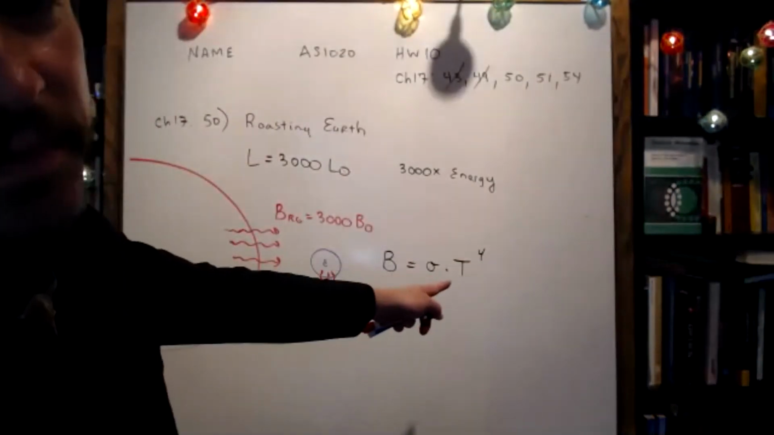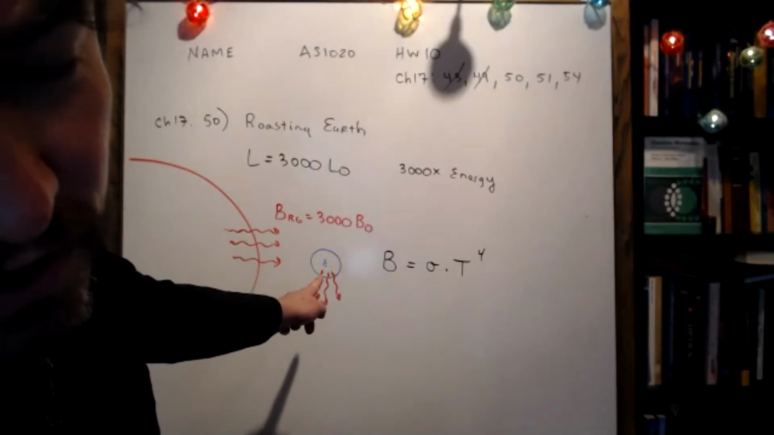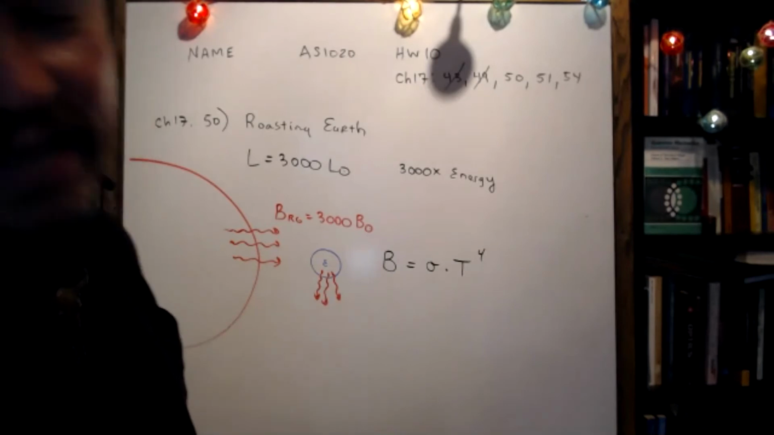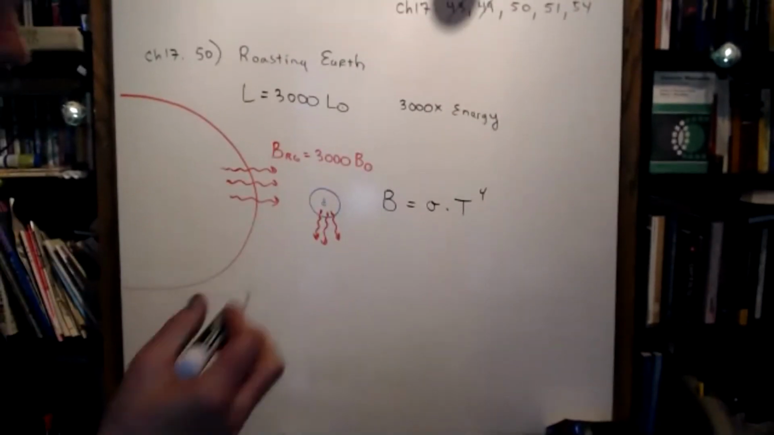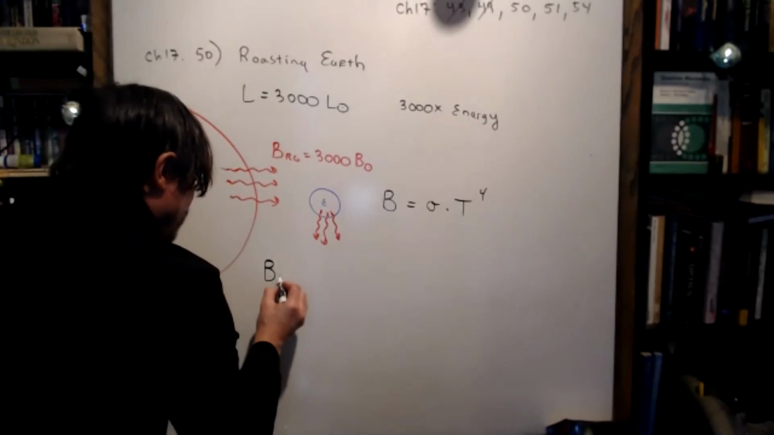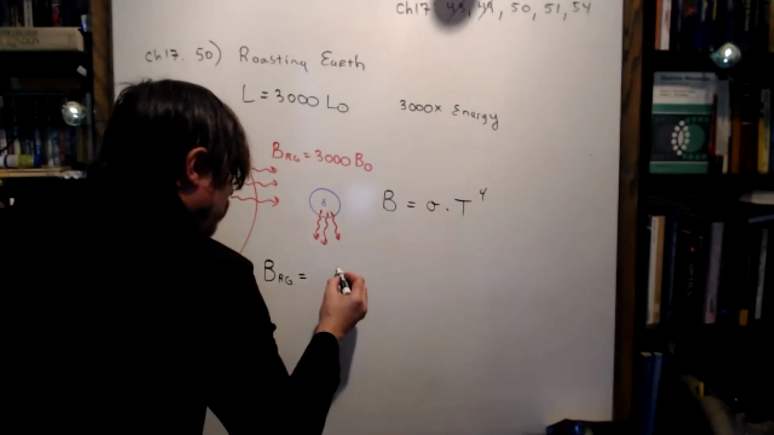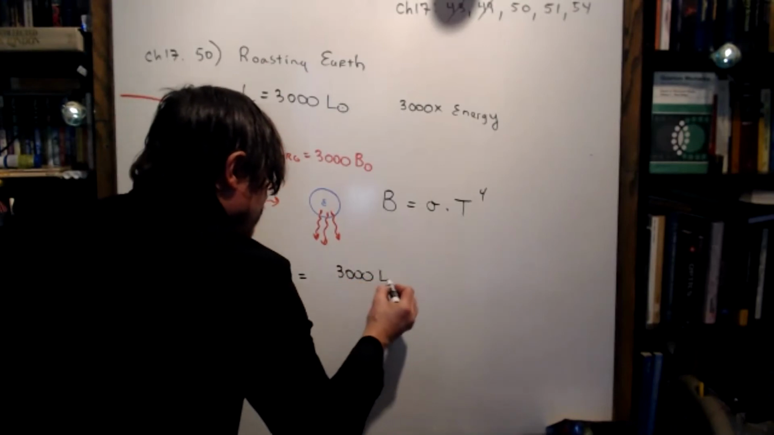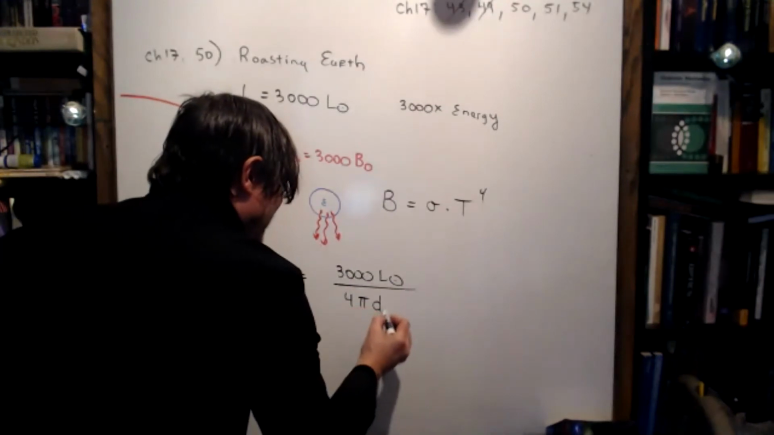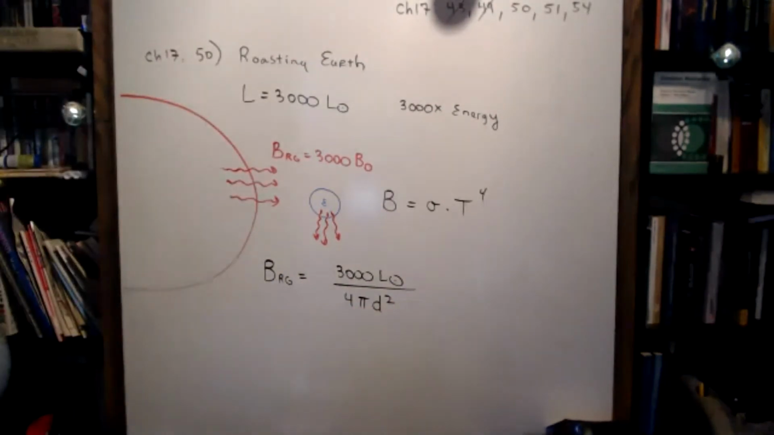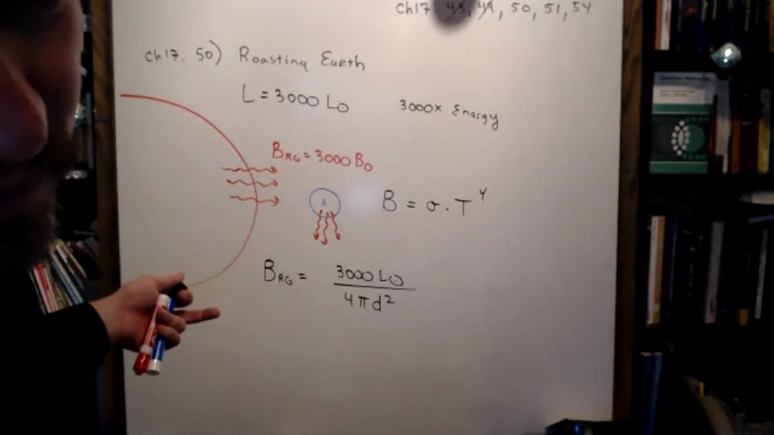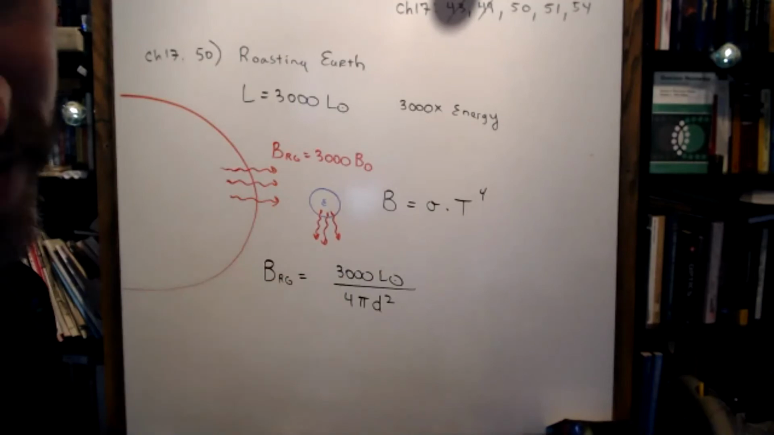Now, they want us to compute the temperature of this new Earth. We can only do that if we know the brightness of radiation on its surface. Luckily, we can calculate that with the inverse square law. The brightness of our red giant will be 3,000 times the luminosity of the sun over 4 pi d squared. D will be the distance from the red giant to Earth, but we'll just pretend it's 1 AU, because basically it's 3,000 times brighter than the sun is today.